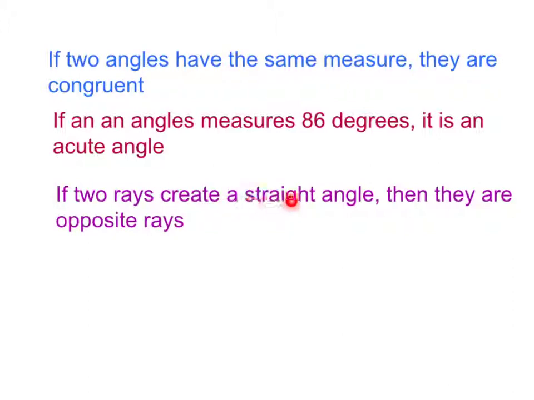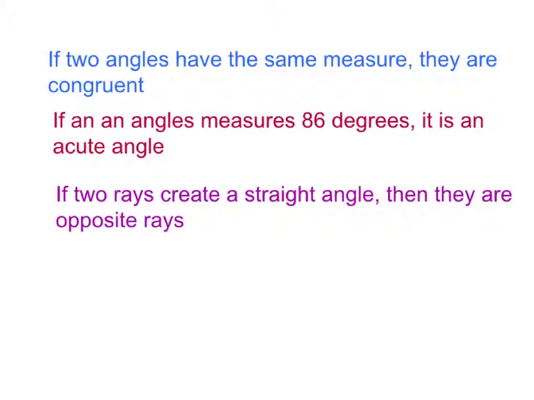If two rays create a straight angle, then they are opposite rays. If two rays are opposite rays, then they create a straight angle. They go both ways. And if an angle measures 86 degrees, it's an acute angle. Well, that's true, but if an angle is an acute angle, it doesn't necessarily measure 86 degrees, and so that only goes one way. We can go with both of these two right here and say that they will become biconditionals. This one, however, will not be.